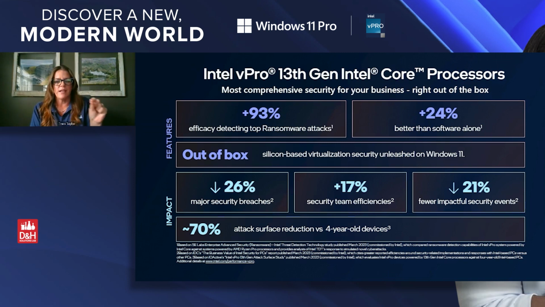The other key things that I'll point out here, and some of this aligns with what Mitch had talked about earlier, but we talked about Windows 11 and the decrease in security breaches there. The same thing can be said when we talk about decrease in security breaches on vPro systems. So there's a 26% decrease there, and the same type of efficiencies can be seen around 17% for the security team. Again, it's likely due to the fact that they've got fewer breaches. And then in the event that they are impacted, it's 21% less impactful.